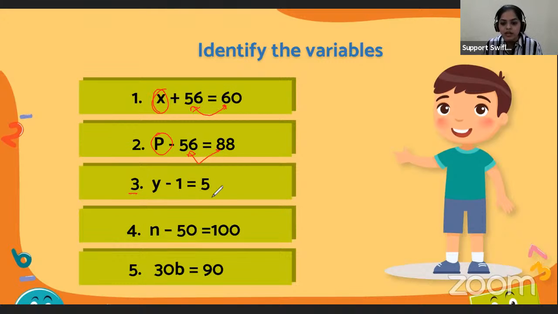Here y minus 1 equals 5. All right, so 1 and 5 are constant terms and the variable term here is y. Got it? Great. Then the fourth one is n minus 50 equals 100. Here the 50 and 100 are constants because they don't change their value, and the variable here is n. And moving on to the fifth one, 30b equals 90. So the variable term here is b.